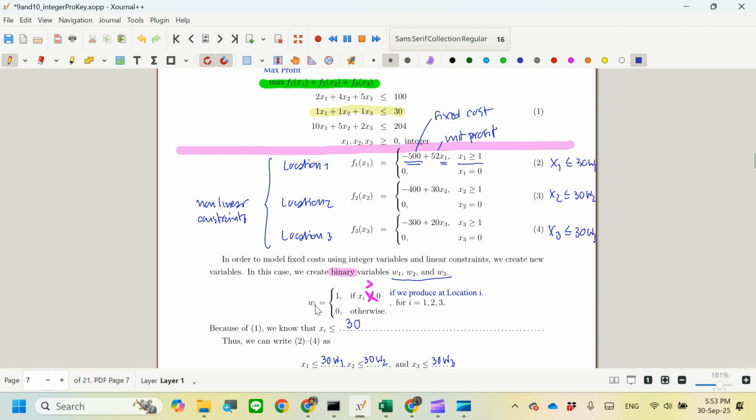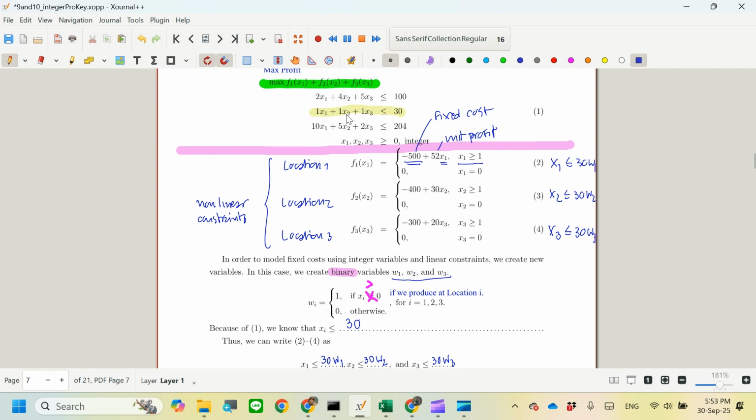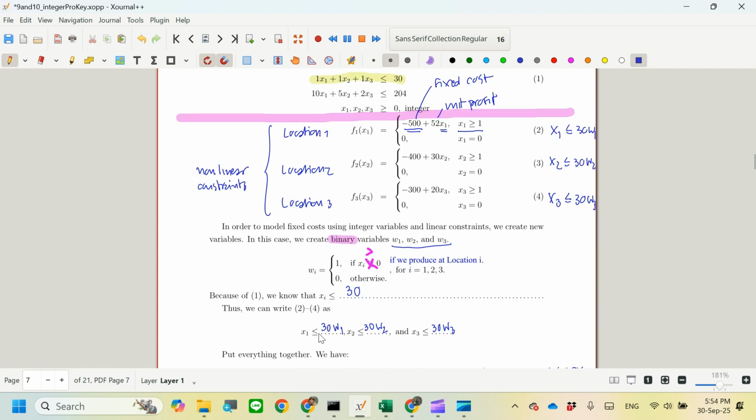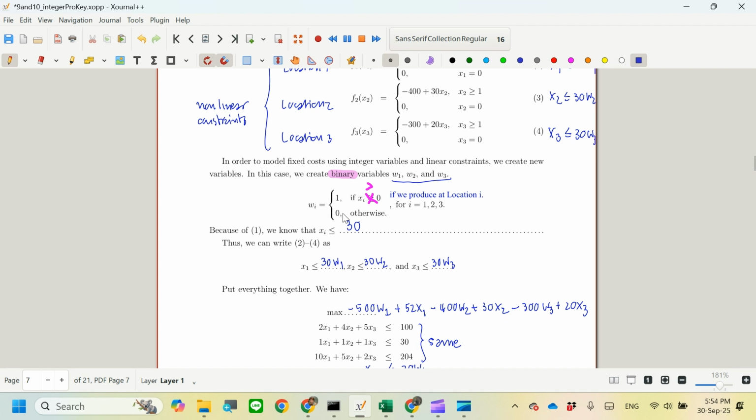So Wi is 1 if we produce at location i, and it's zero if we don't produce at that location. Because x1, x2, and x3 are less than or equal to 30, we know that all these x's have the upper bound of 30. So we can write 2 to 4 as x1 less than or equal to 30 times w1, and so on. The reason why this works is that if we don't produce at that location, so if w1 is 0, then it automatically forces x1 to be 0.